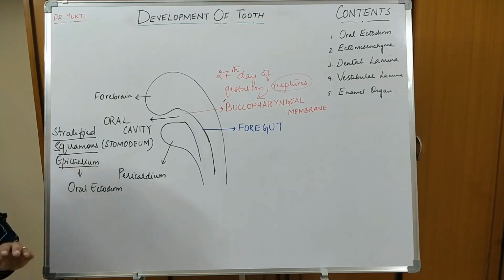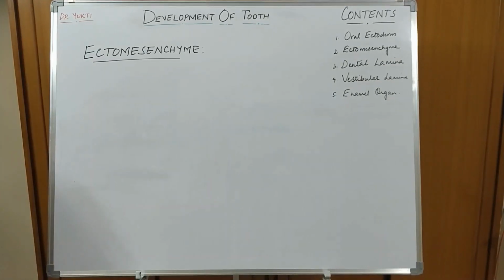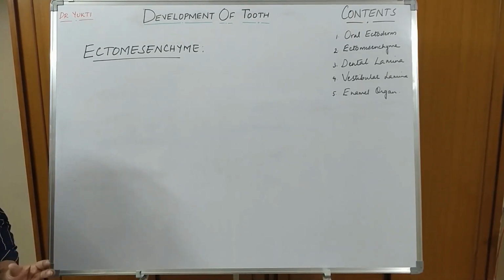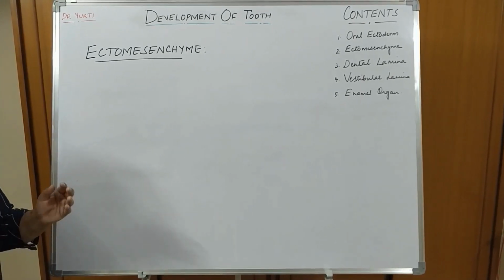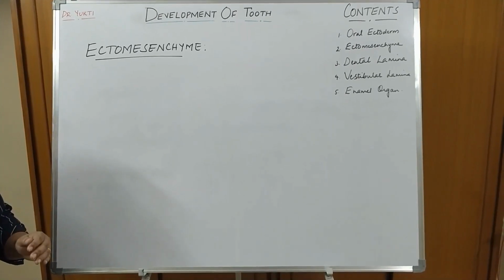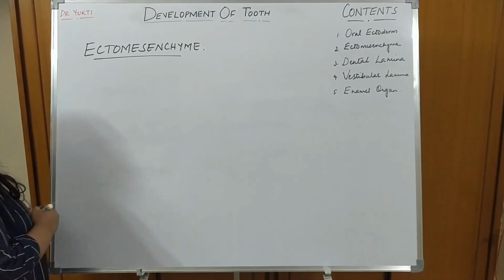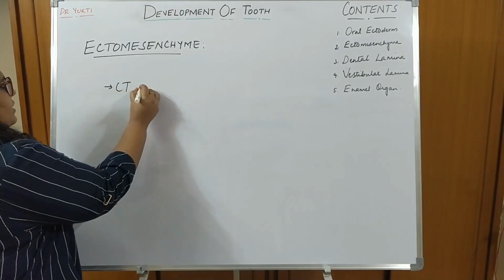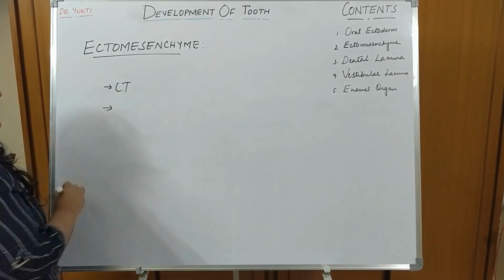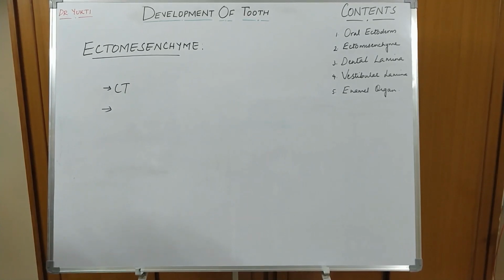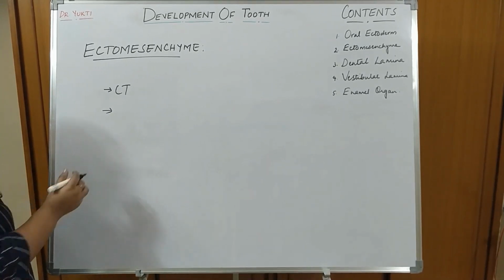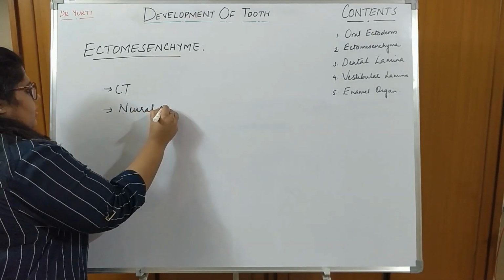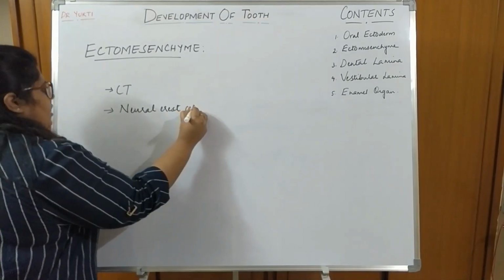Now, coming to the ectomesenchyme. Let us come to ectomesenchyme. Ectomesenchyme is nothing but the connective tissue which is present below the ectoderm. Okay, so ectomesenchyme is the connective tissue which is present below the ectoderm, and this is of neural crest cell origin. Okay, ectomesenchyme is nothing but it is of neural crest cell origin.